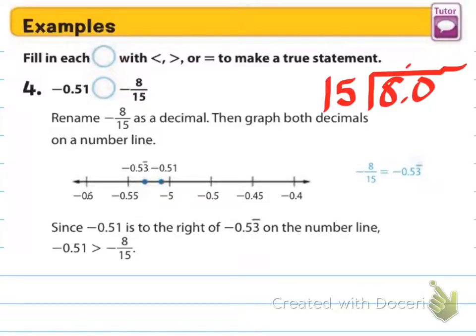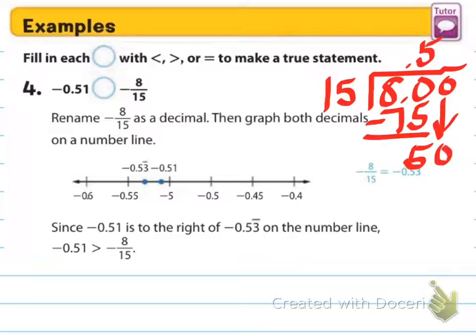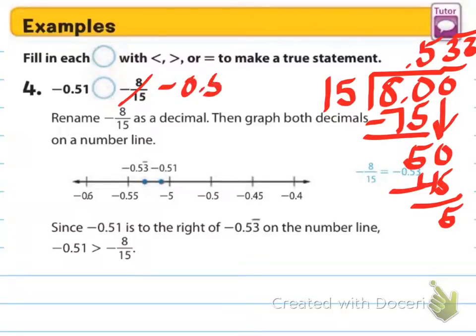Let's say 5, and that's going to be 75. Get a remainder of 5, so I need to add another 0, drop it down. Now that would be 3. That's going to be 45 with a remainder of 5 again. And now that I see that's going to happen, that's going to be a repeating 3. So this I'm going to call -0.53 repeating. So if I'm comparing it, negatives, decimals, 2 decimal places, I've got 51 cents and 53 cents. 53 would be the bigger number, but in opposite world, it's smaller. And so the answer is greater than.